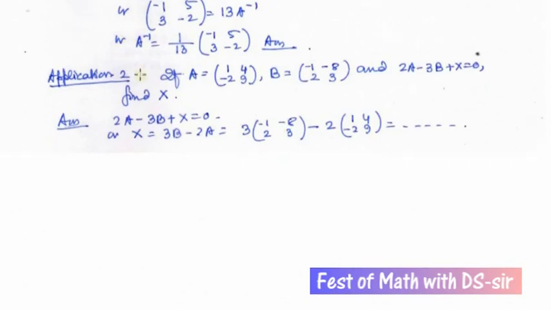Application 2, a very short application and the last application for the day. Let A be this, B be this, and 2A minus 3B plus X is 0. Then find X. Very simple. 2A minus 3B plus X is 0, so X is 3B minus 2A. Now 3 into B, 2A. Now complete the sum.